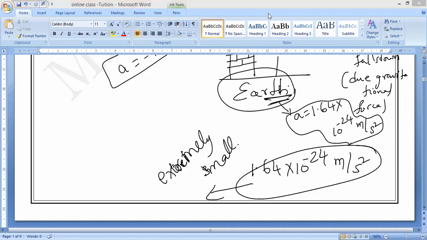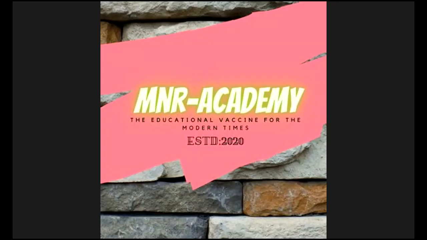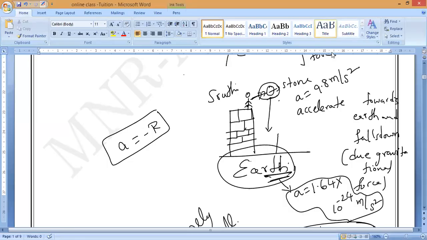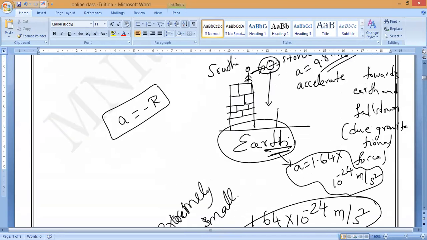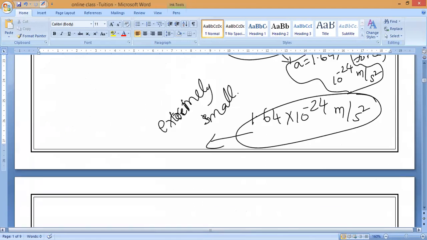So what is the acceleration produced by a 1 kg object? 9.8 meter per second square towards the earth. Earth's acceleration is 1.64 into 10 power minus 24 meter per second square. So compared to the acceleration of the object, the earth's acceleration is extremely small, so we are not observing the motion of the earth towards the falling stone.